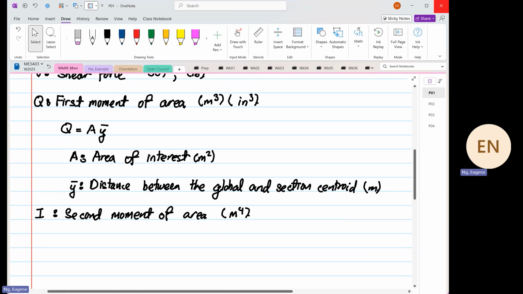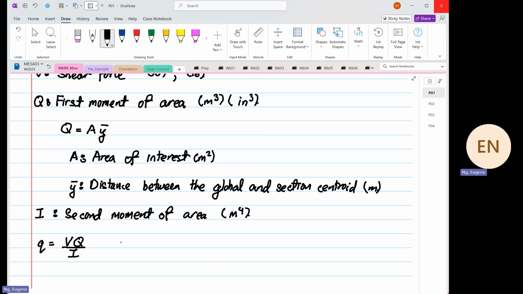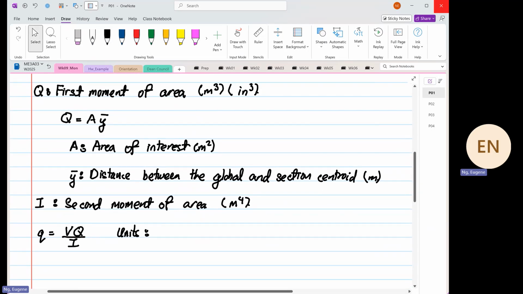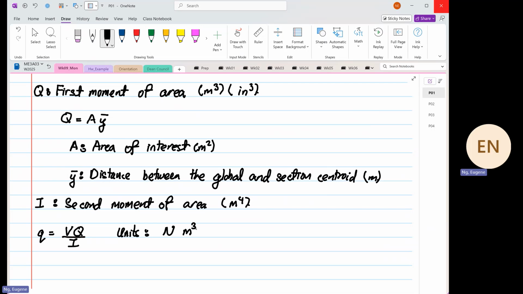So if you look at the shear flow q is equal to VQ over I, okay, in terms of units, V, which we defined as the shear force, is in Newton, and then we have the Q in meter cubed. And our second moment of area is meter to the 4, so this corresponds to Newton per meter. Okay.